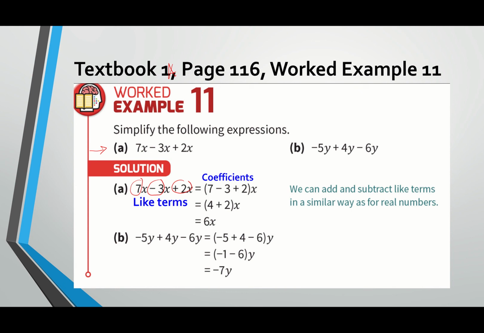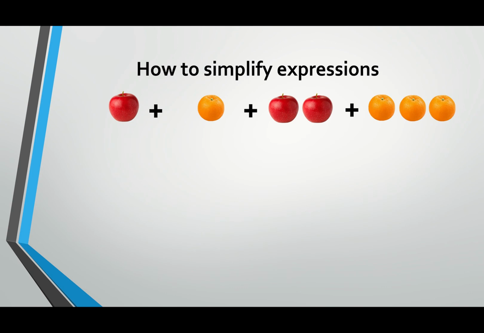Part B, we also have like terms because they all have the variable y, right? Each term has the variable y only. So again we simplify the coefficients. It's negative 5 plus 4 minus 6. Once we simplify them, we have negative 7. And let's go to the next example.